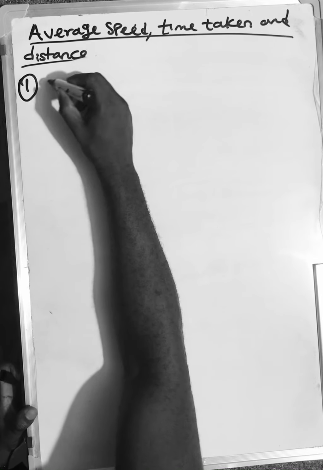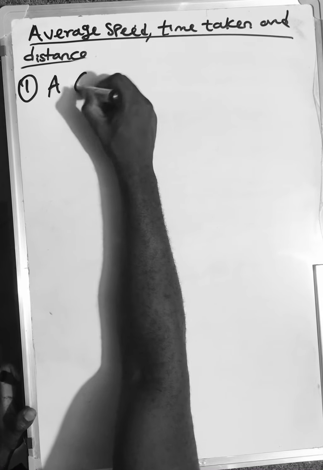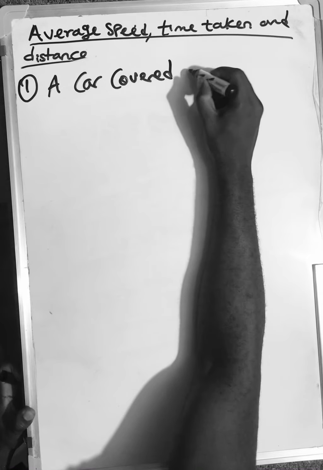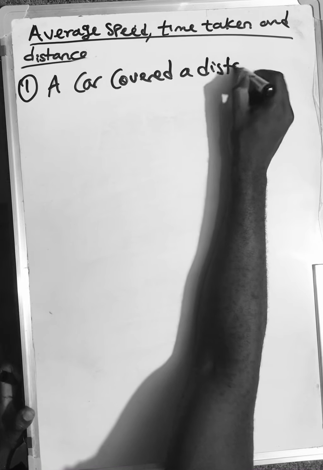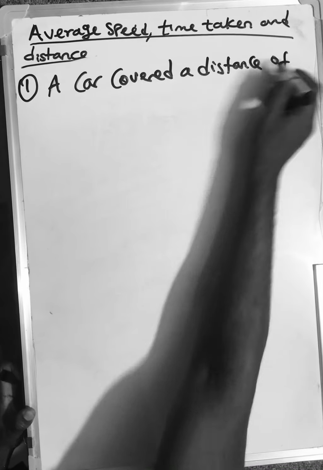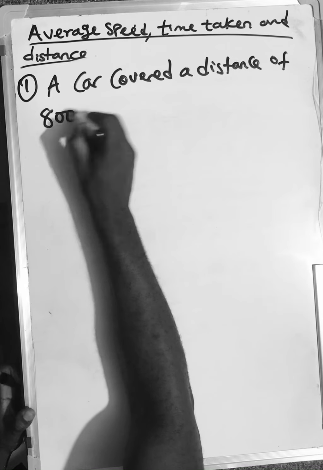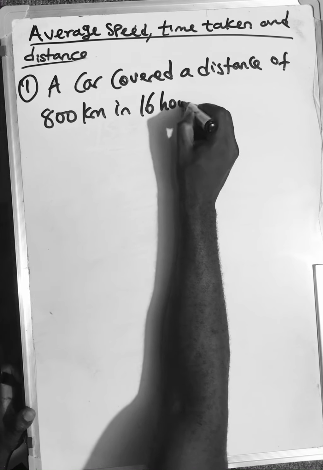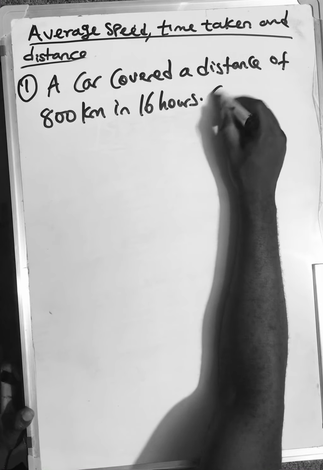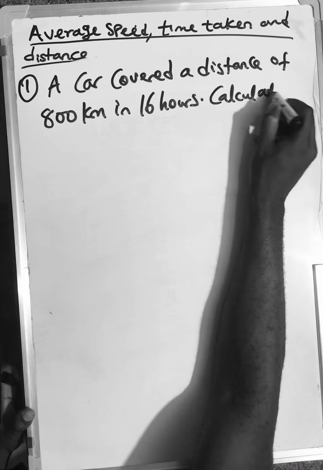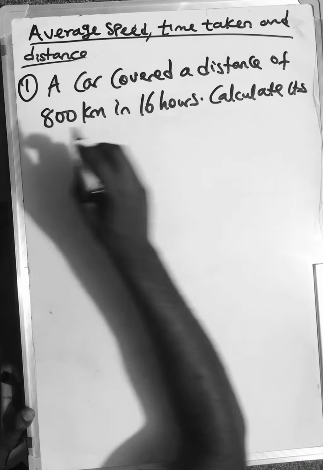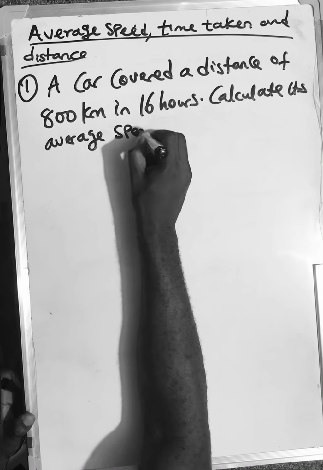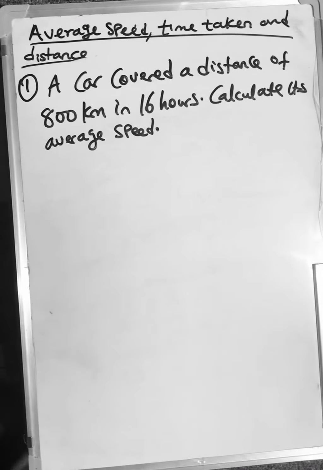The first question is: a car covered a distance of 800 kilometers in 16 hours. Calculate its average speed. Now I'm going to show you how to solve this.